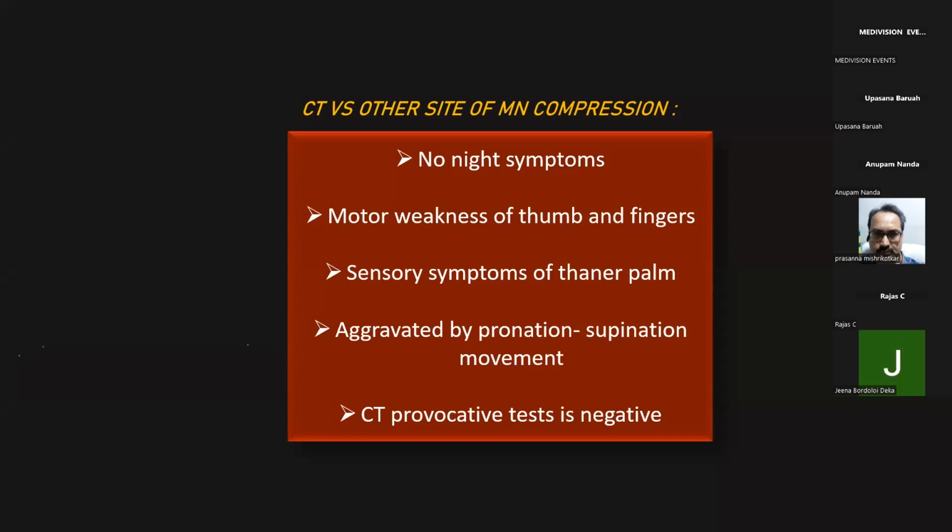Then you compare the symptoms. There will be no night symptoms like in carpal tunnel. There will be more motor weakness in the thumb and all the fingers. Sensory symptoms of the thenar palm will be there because of involvement of the palmar cutaneous nerve. Symptoms are aggravated by pronation and supination movements rather than flexion and extension of the wrist, and the carpal tunnel provocative test will be negative.